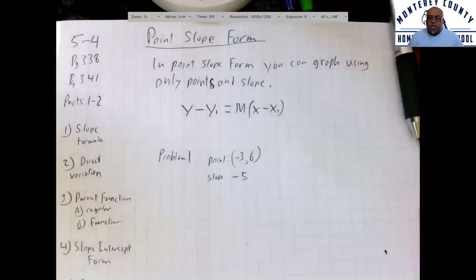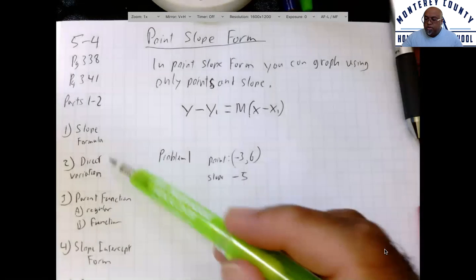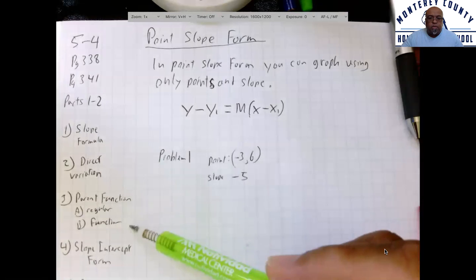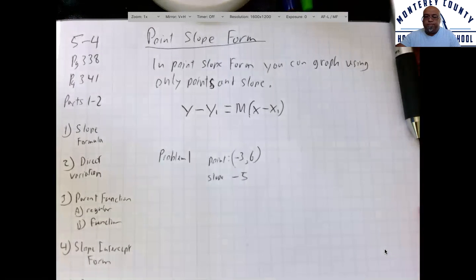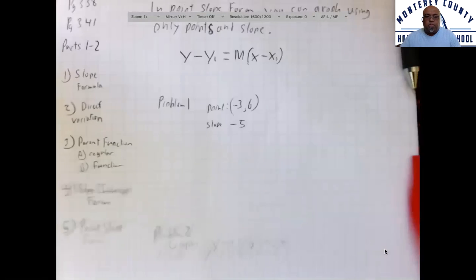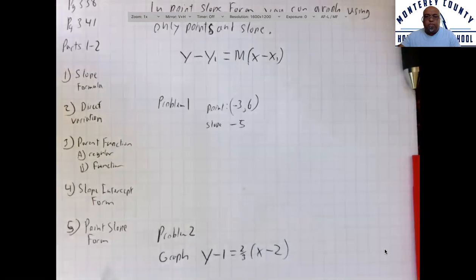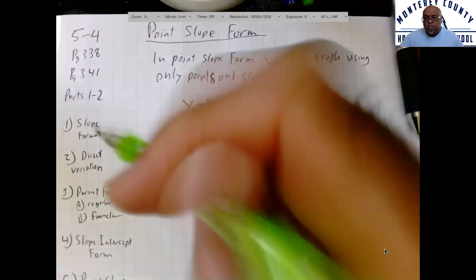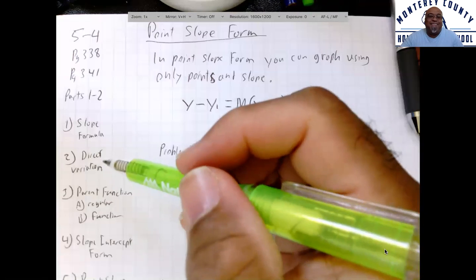Now, here's the equations that I had you learn. The slope formula, direct variation, parent function in regular and function form, and the slope-intercept form. The new one that I'm having you learn is the point-slope form. Okay. Now, let's review these. You may want to say them from memory with me.